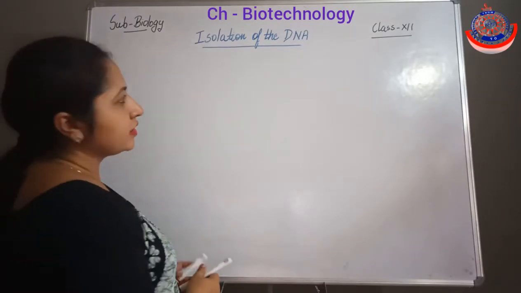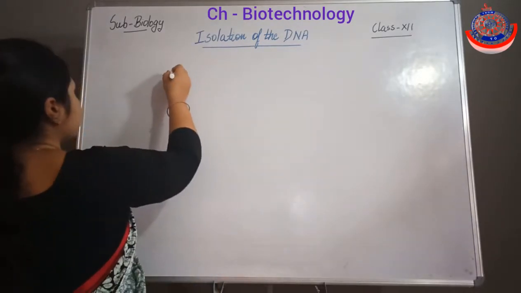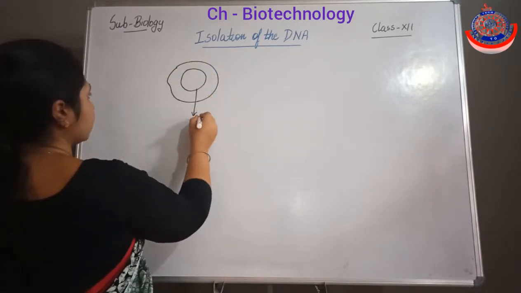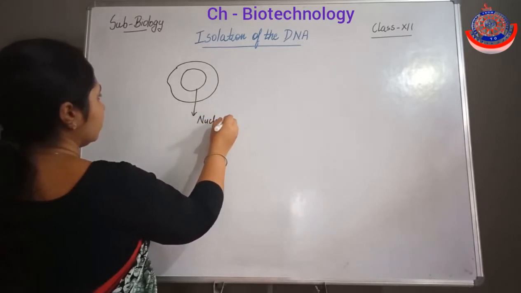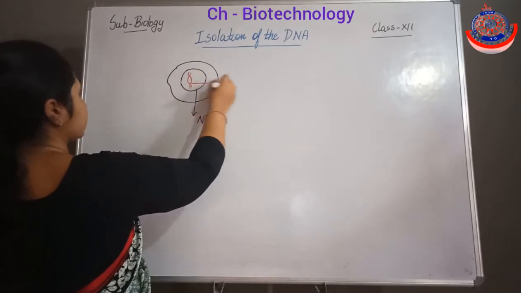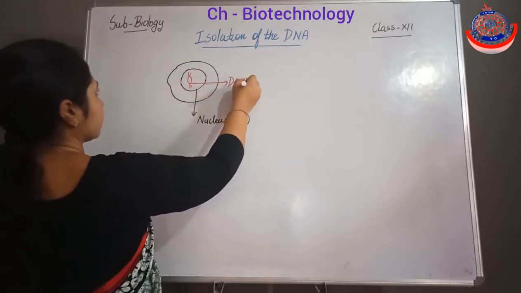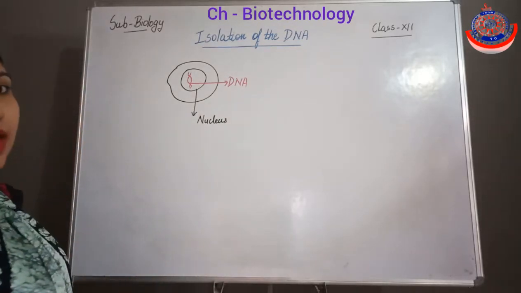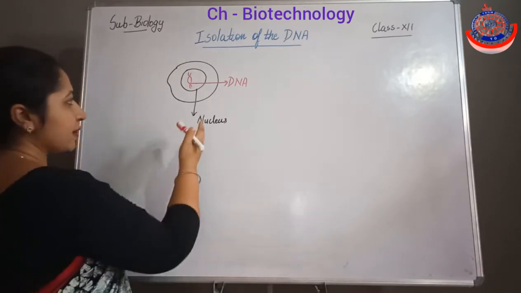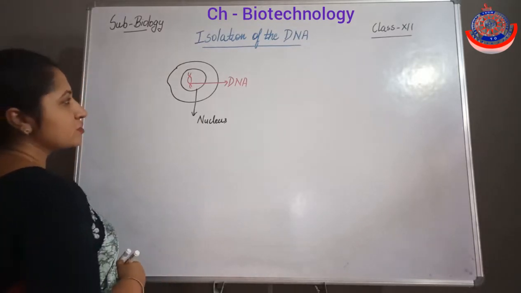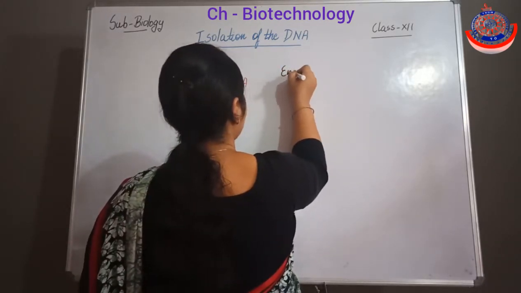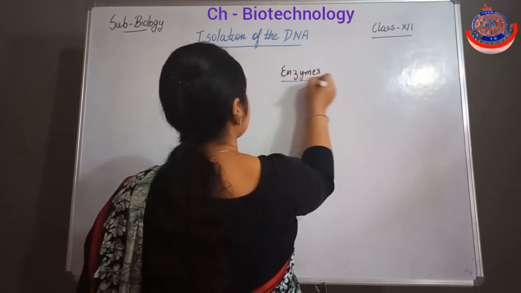Children, where is the DNA present? DNA is present in the nucleus region of the cell. Now how is this DNA isolated, as it is present in the nucleus and also surrounded by the cell membrane? How are these membranes cleaved? They are cleaved by the action of enzymes.